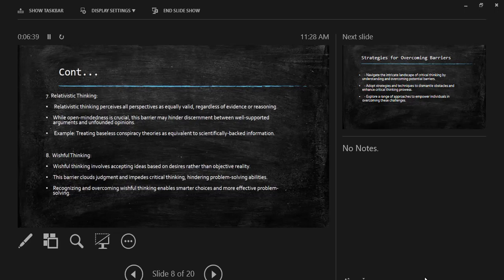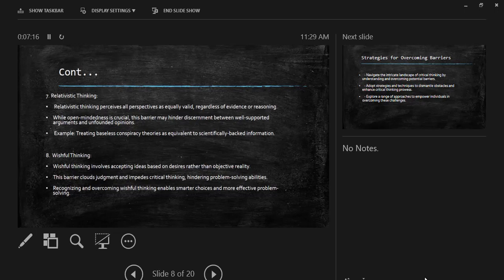The seventh one is relativistic thinking. We are familiar with this term in other subjects. It's like cultural relativism. Relativistic thinking perceives all perspectives as equally valid, regardless of evidence or reasoning. While open-mindedness is crucial, this barrier hinders the distinction between well-supported arguments and unfounded opinions. Example, treating baseless conspiracy theories as equivalent to scientifically backed information.